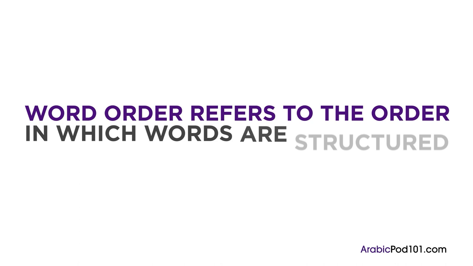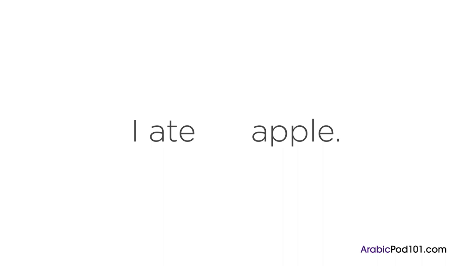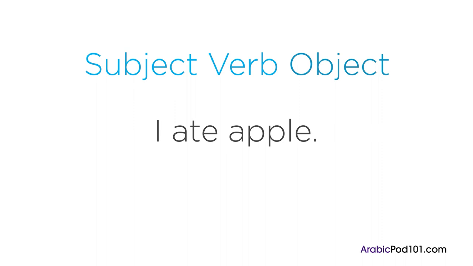Word order refers to the order in which words are structured to form a sentence in a given language. Consider the English sentence, I ate an apple. But first, let's remove the article an here for simplicity. So we're just left with, I ate apple. The basic word order for English is subject, verb, object, or SVO for short.